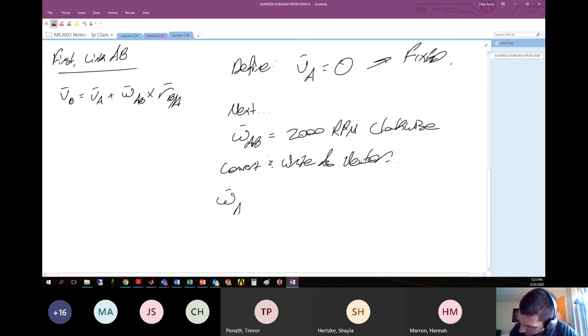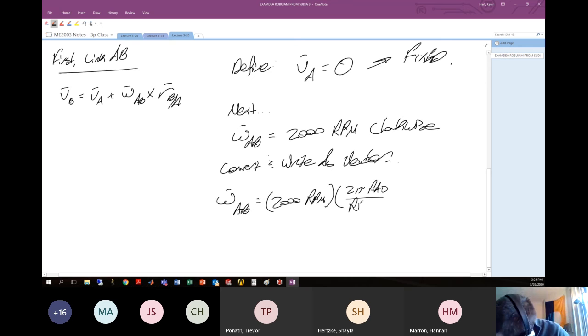Mathematically, it's a little bit easier to work in radians per second, and we're going to define the angular velocity as the vector coming out of the page, k hat. So we have 2,000 RPM, and I'm going to convert to radians per second with a couple of conversions here. First, we have 2 pi radians for every revolution, and 1 minute is 60 seconds.